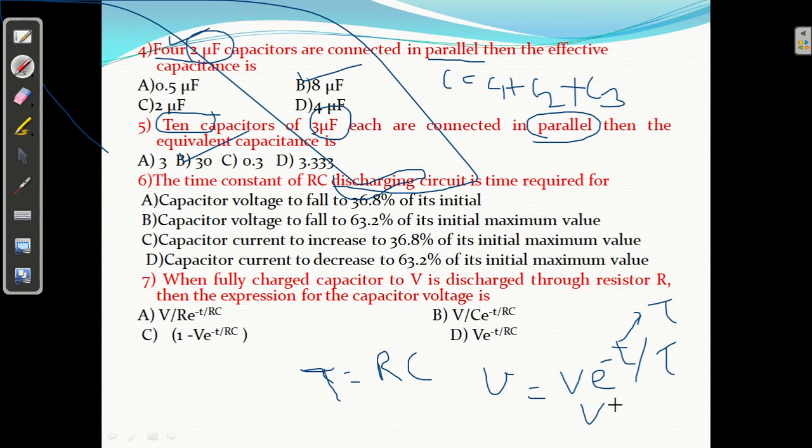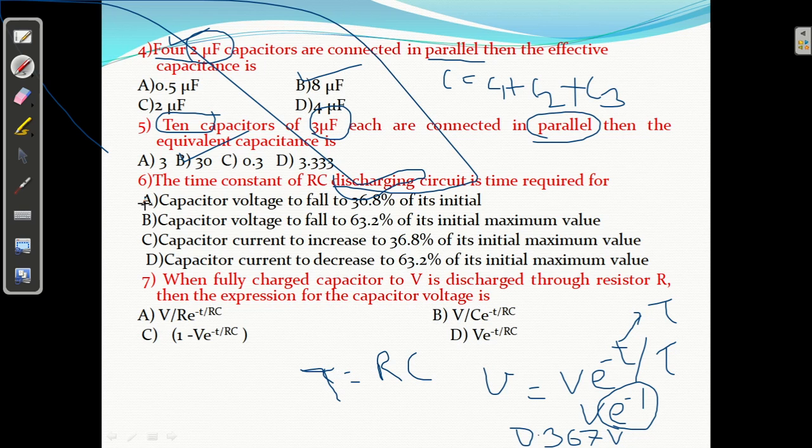So V into e raised to minus 1. If you use the calculator, e raised to minus 1 gives 0.3678. So this will be 0.367 of the supply voltage. This means the time constant tau is defined as the time required to decrease the voltage. We are discharging, so the voltage will decrease to 36.7% of the supply voltage or total voltage.